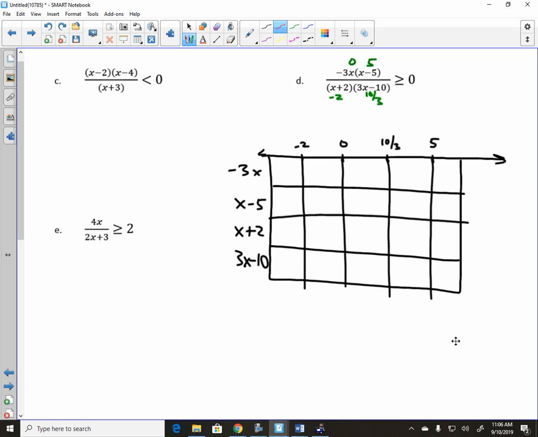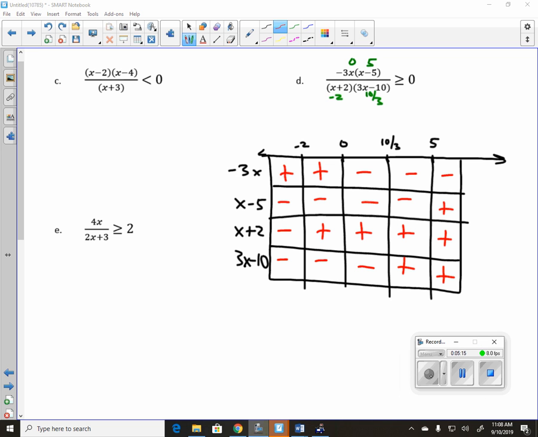Remember what I do now? Choose a number. Which one? Something less than negative 2, we'll choose negative 3. Negative 3 times negative 3 is positive. Negative 3 minus 5 is a negative. Negative 3 plus 2 is a negative. And 3 times negative 3 is negative 9 minus 10, that's going to be a negative. You go ahead and see if you can complete the chart the rest of the way across. Go. Okay, check, see what you got. Are we on the same page?